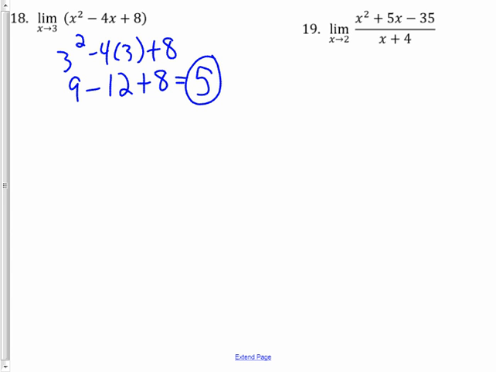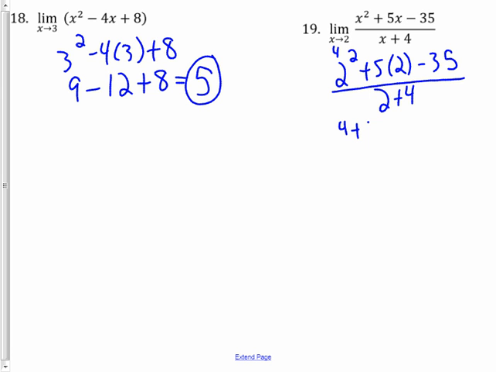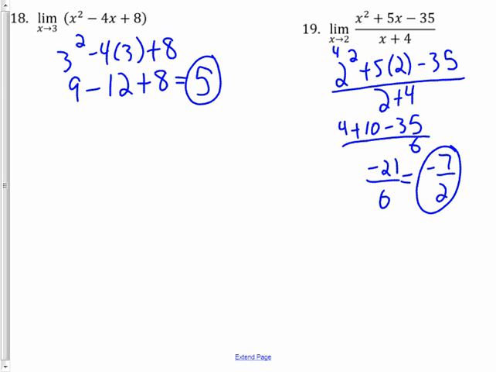Last one here, the limit as x goes to 2 of x squared plus 5x minus 35 over x plus 4. Again, just plugging in: 2 squared plus 5 times 2 minus 35 over 2 plus 4. We get 4 plus 10 minus 35, 14 minus 35 is going to be negative 21, over 2 plus 4, which is 6. Negative 21 over 6 can be simplified. We get negative 7 halves, and that is a perfectly fine answer.